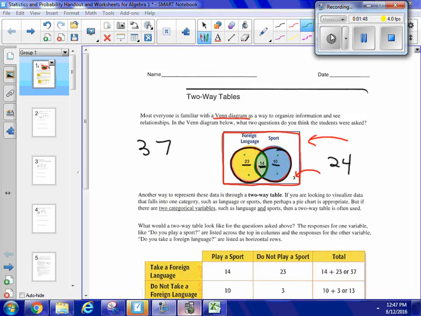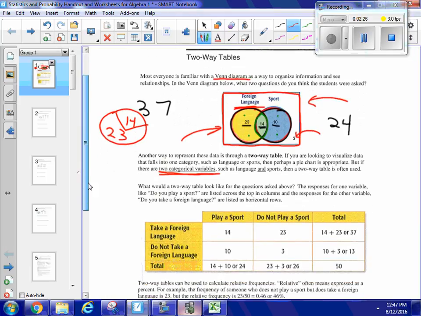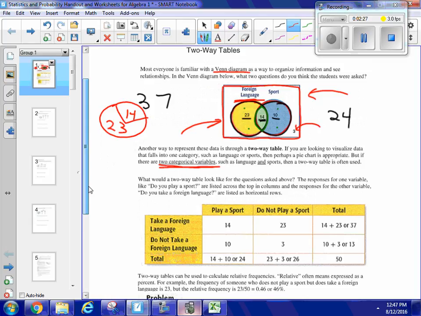Now, if we just wanted to know one variable, just foreign language, the 23 and the 14 might be better displayed in a pie chart. We would say 14 of the foreign language students play a sport, and 23 of the foreign language students don't, so we have a little pie chart. The Venn diagram works when we have 2 categorical variables, 2 variables that aren't quantitative. And another way of organizing them is to use what is called a two-way table.